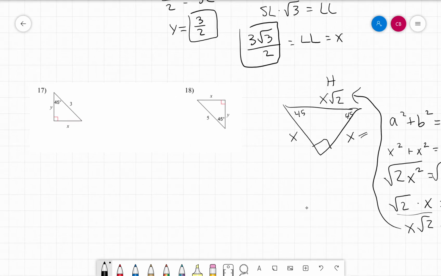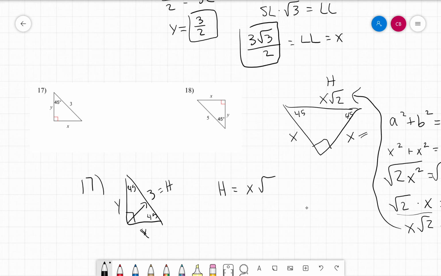We have problem 17. We have 45, 3, y, x. This must be 45. So this is the hypotenuse. Okay, and so we don't know either of the short legs or the x's. So how we can do this, we know that the hypotenuse is equal to x square root 2. Well, 3 is equal to x square root 2.